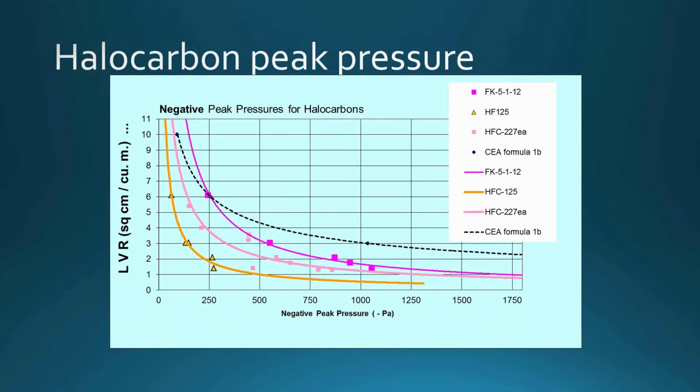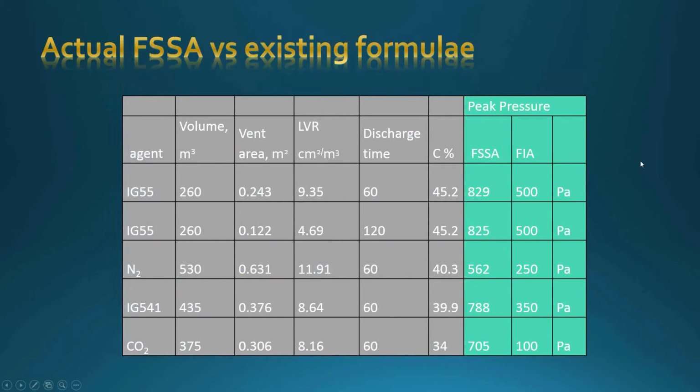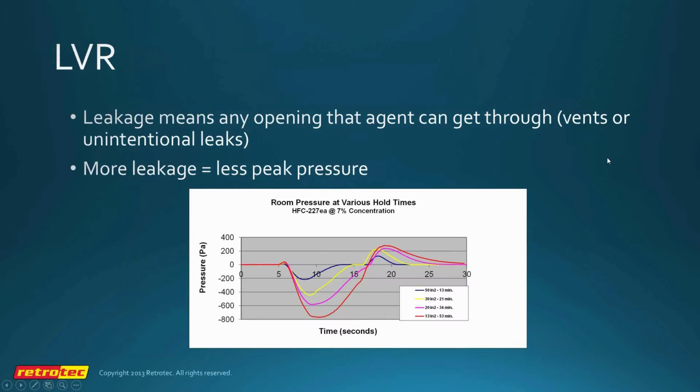But we do know what the shape of those curves are now, and they're all included in the FSSA curves, which we're recommending that everybody uses. They have been taken on by FIA, for example, in the UK, and FIA uses the FSSA curves for peak pressure evaluation of halocarbons, not of inerts, but of halocarbons. This is a little comparison table of FSSA versus existing formulas, so we can see what the difference is. We won't go into that in a lot of detail.